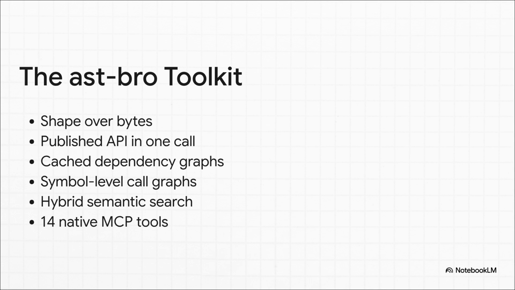And the toolkit this brings to the table is absolutely staggering. It collapses all those agent questions into single commands across 14 different programming languages. You get shape over bytes, it resolves the actual published API that downstream users see, it builds cache dependency graphs, and it maps symbol-level call graphs so you know exactly who is calling what. It even packs a hybrid semantic search using a tiny 64-megabyte static CPU model that runs in microseconds. And the best part? Every single one of these capabilities is wired up through 14 native MCP tools, totally ready to plug right into Claude Code, Cursor, or your IDE of choice.